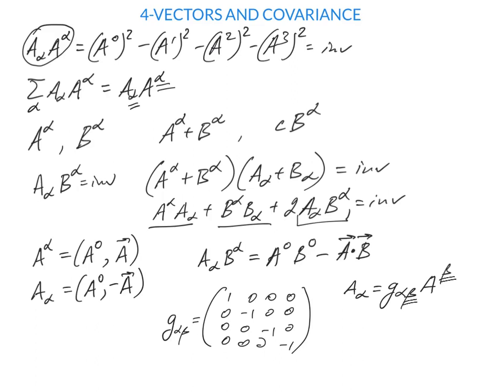Now, I can also write g with upper indices in the same way, by definition, and then A^α is g^αβ A_β. So to get from covariant to contravariant components, we do the same thing. We change the sign for the spatial components, and it's given by the same matrix. The form of the metric tensor is exactly the same in all reference frames.